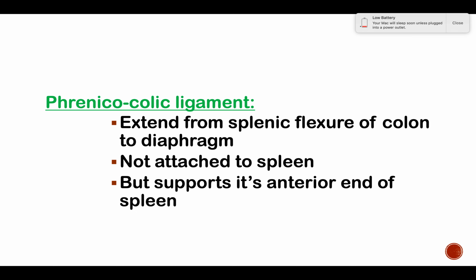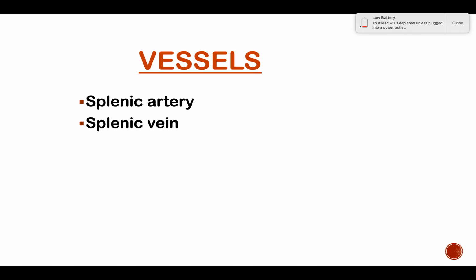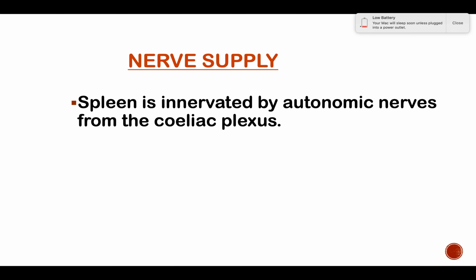Phrenicocolic ligament extends from splenic flexure of colon to diaphragm. Not attached to spleen, but supports the anterior end of spleen. Vessels: splenic artery and splenic vein. Nerve supply: spleen is innervated by autonomic nerves from the celiac plexus.